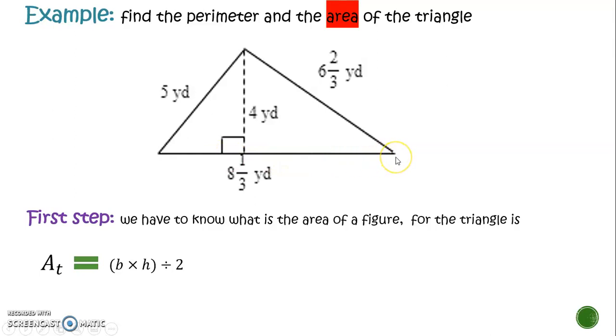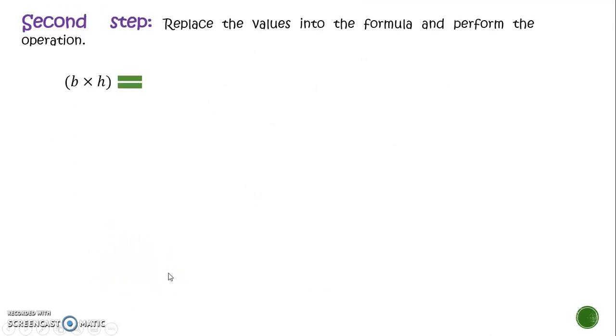The base in here is 8 and 1/3, and we already have that. The height, that is from the base to the highest part of the triangle, is 4. As you can see in here, 8 and 1/3 is already converted into a fraction, because remember, we need to convert everything into a fraction to make the operation. So I'm going to first do base times height, and when I get that answer, I'm going to divide that by 2 for finding the area.